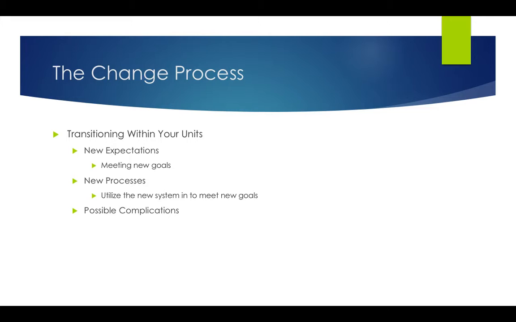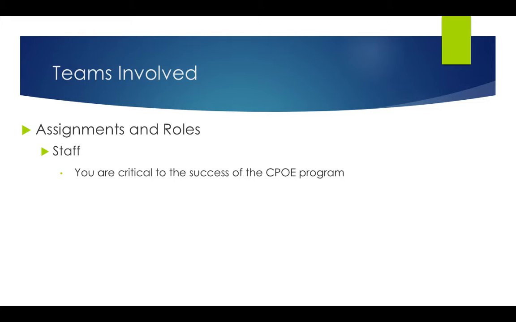As with any change, there will inevitably be possible complications, but we're relying on you as the staff within your unit to identify these complications and let us know what they are. So the teams involved, the assignments and roles, the staff, all of you, are extremely critical to the success of the CPOE program. And why is that? It's because you are the first people. You are going to identify the problems first, and you're going to let your managers know what those problems are so we can get them solved.